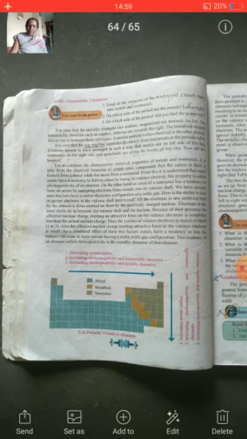Elements appear to have been arranged in such a way that metals are on the left side of this line, non-metals are on the right side of this line, and metalloids are along the border of this line. How does this happen? We have to understand how this is possible. Let us compare the characteristics of chemical properties of metals and non-metals.